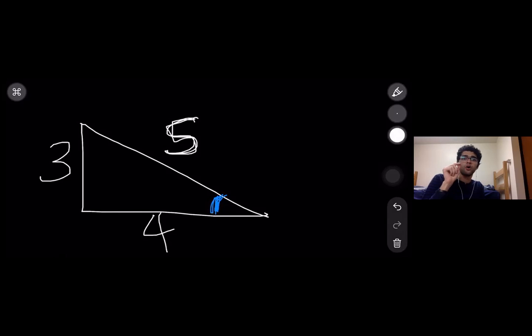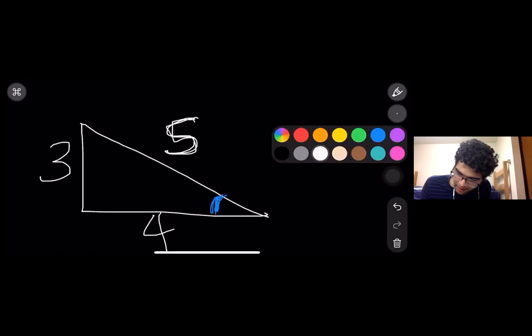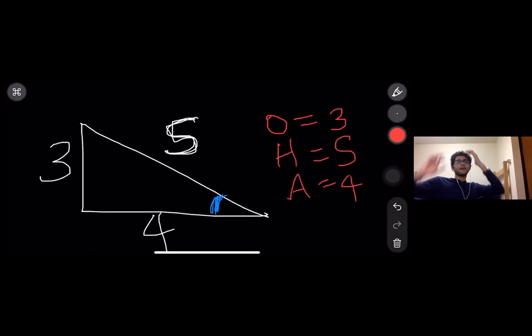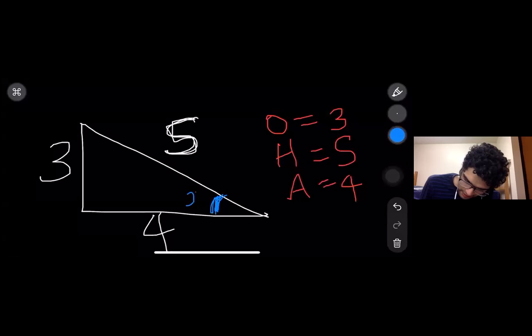Good. So O is equal to 3, A is equal to 4, and H is equal to 5. Is that right? Let's just write it here now. Let's write it using some other color. O equals 3, H equals 5, and A equals 4. Let's call this guy X, our favorite variable X. This is an angle, it's some angle, we don't know what it is.